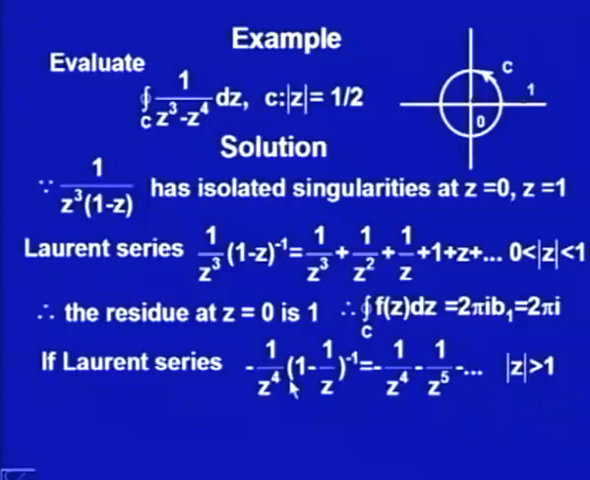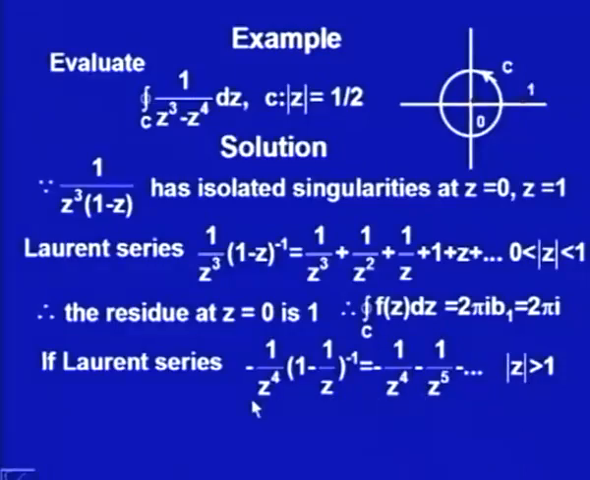So this expansion is 1 plus 1 upon z plus 1 upon z square and so on. If I multiply it by minus 1 upon z to the power 4, I would get minus 1 upon z to the power 4 minus 1 upon z to the power 5 and so on. What it says is that I do not have any term of 1 upon z; the coefficient of 1 upon z is 0.